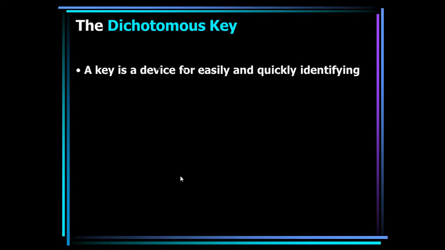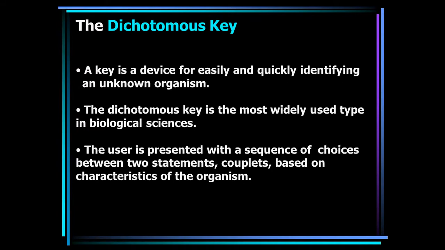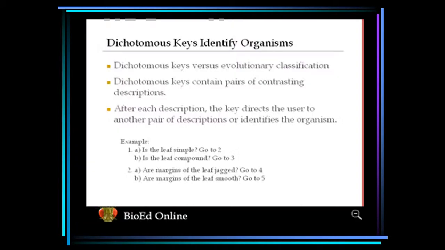The Dichotomous Key is a device that's used to identify organisms. It's the most widely used type in the biological sciences for identifying things that we don't know. To use it, the user is presented with a sequence of choices between two statements, called couplets, based on characteristics of the organism. By always making the correct choice, which is tricky to do, the name of the organism will be revealed. There's a difference between using a dichotomous key compared to evolutionary classification, which we'll get to in a minute.